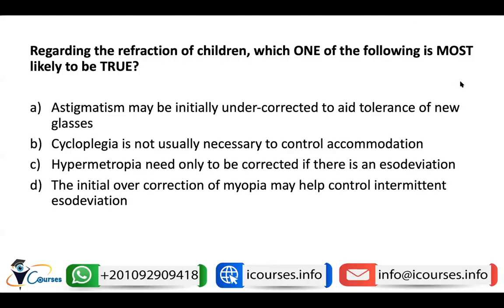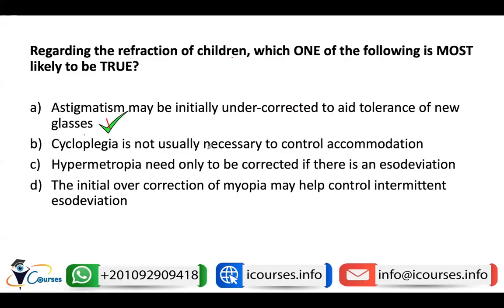Exactly, your answers are correct. All those who are practicing will know that astigmatism is not well tolerated by patients. If the patient is wearing glasses for the first time and you give him the full correction of astigmatism, he most likely will refuse the glasses, especially if the astigmatic error is large or if there is any slightest deviation from the correct axis. So it is wise to consider undercorrection of the astigmatism initially in order to aid tolerance of the new glasses. And this will be the correct answer.